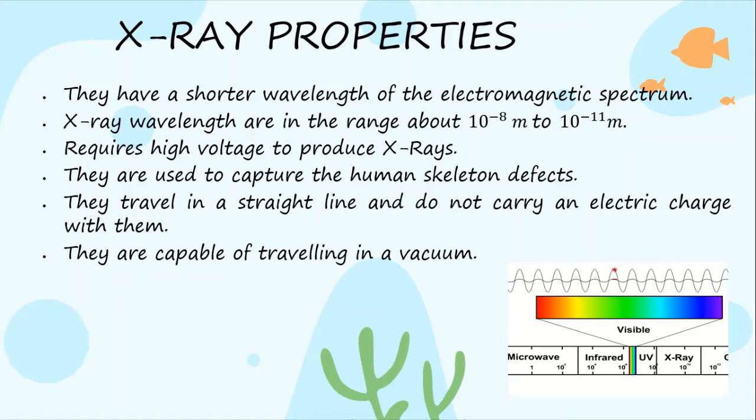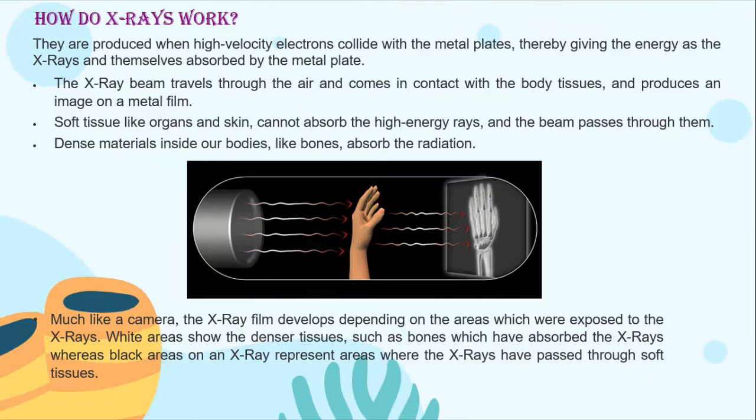X-ray is invisible, highly penetrating electromagnetic radiation of exactly the same nature as light, but with a shorter wavelength, about 10^-8 meter to 10^-11 meter. It also needs a high voltage in order to be produced. X-rays also travel in a straight line, do not carry any electric charge, and are capable of traveling in a vacuum. How do X-rays work?